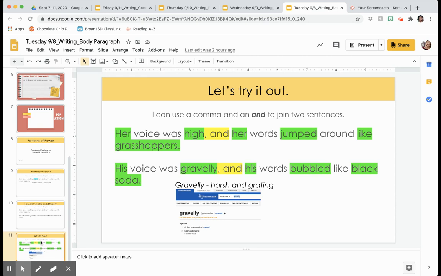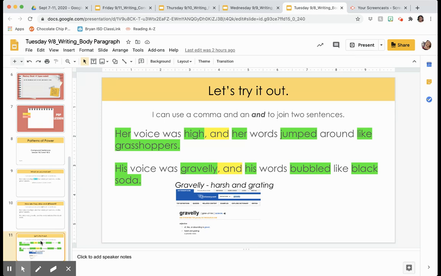So green's different, yellow's similar. And as you see, it's the same thing. They're comparing her voice to grasshoppers, and in the second sentence, his voice to black soda. And it's the same thing because jumping like grasshoppers is similar to bubbled like black soda. They're both bouncing around. So they're comparing her voice to grasshoppers and his voice to black soda.